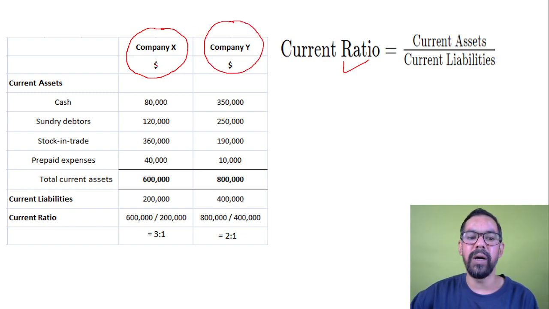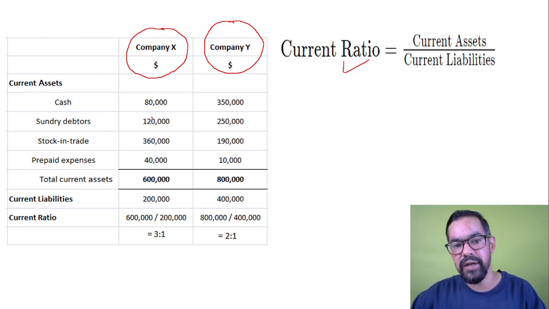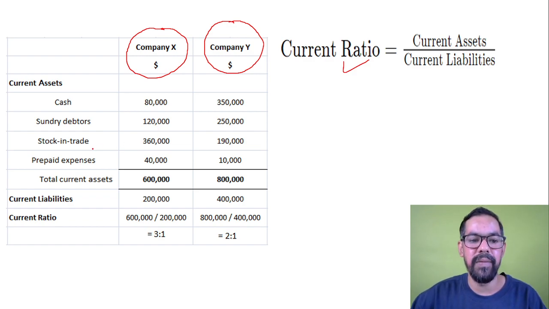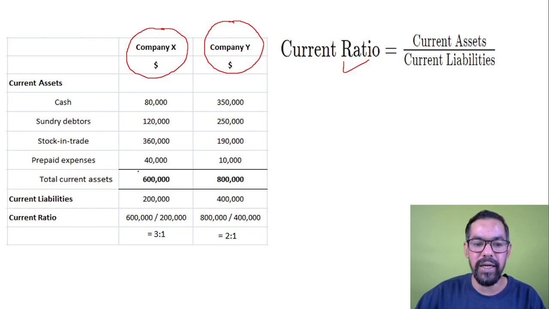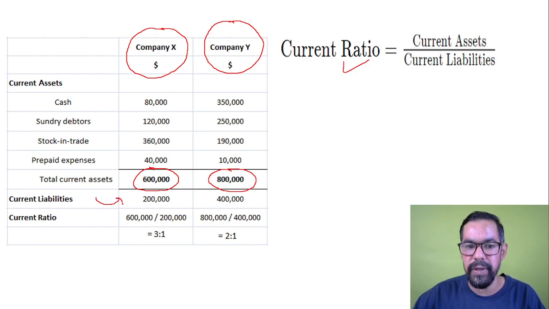Company X has cash of 80,000, then sundry debtors 1,20,000, stock in trade 3,60,000, prepaid expenses 40,000. If you add all these, your total current assets are 6 lakh rupees, and for company Y it is 8 lakh rupees. Current liabilities of company X are 2 lakh rupees, and company Y is 4 lakh rupees.